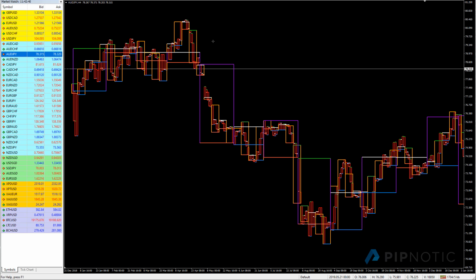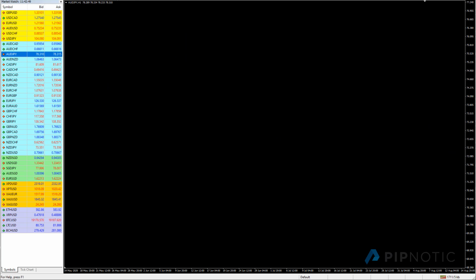So let's mark this off. Let's just box off this area where price currently is, and then we'll see if we have data from our broker that we can have a look at so we can analyze that area just a little bit further.